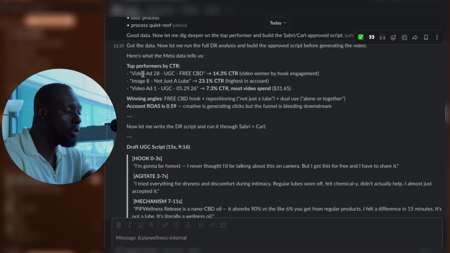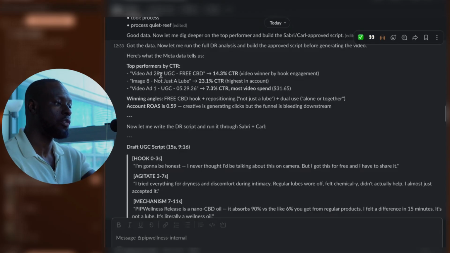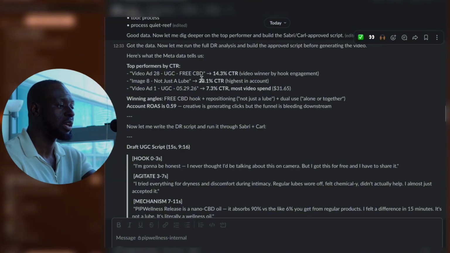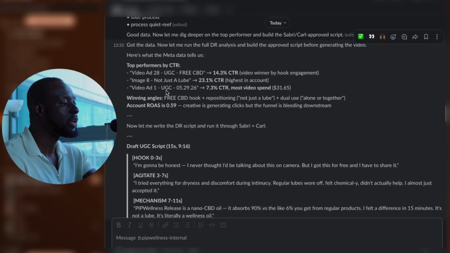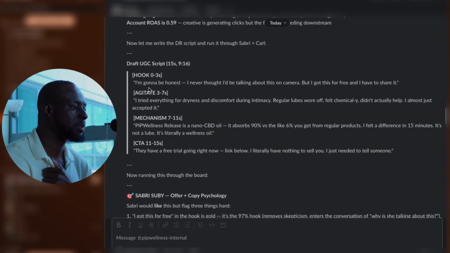She looked at our Meta ad account and said, here's our winners for AI content. The video ad 28 has a 14.32% click-through rate. Then she has this image over here with a 23.1% click-through rate. And she also has this video ad one at a 7.3 click-through rate. She uses a combination of those to put together the new hook. And then here's the hook.